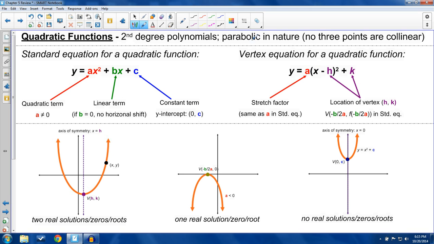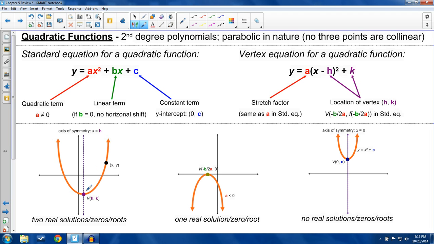Okay, they are parabolic in nature. No 3 points are collinear, so they are not linear at all. Everywhere it is a smooth curve the whole way through, no angles. And they always have what's called a vertex. So you'll take a look right there, that circle.